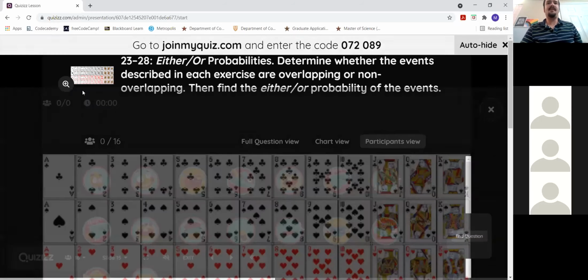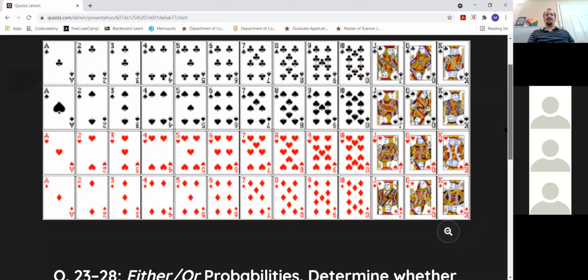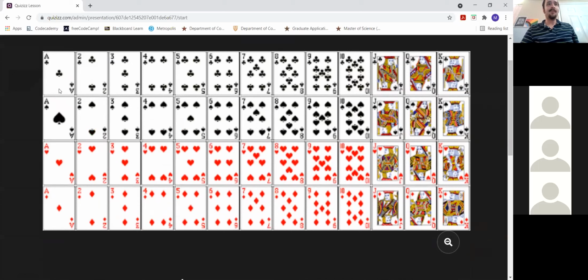All right, so now I got my deck of cards. Ooh, that's blurry, but it will work.